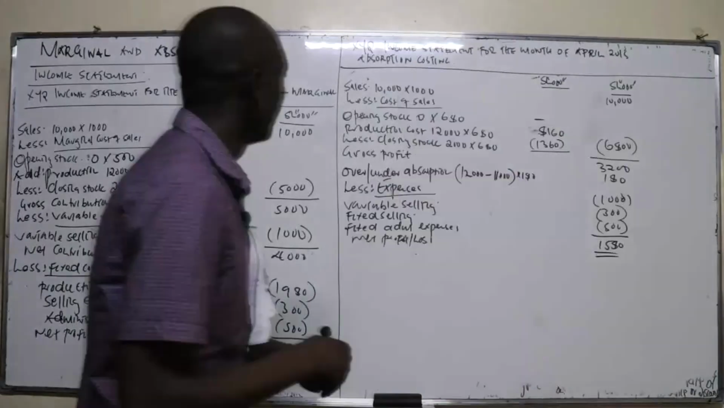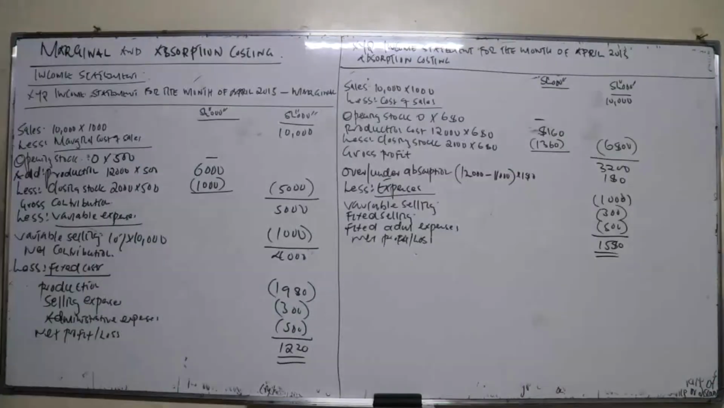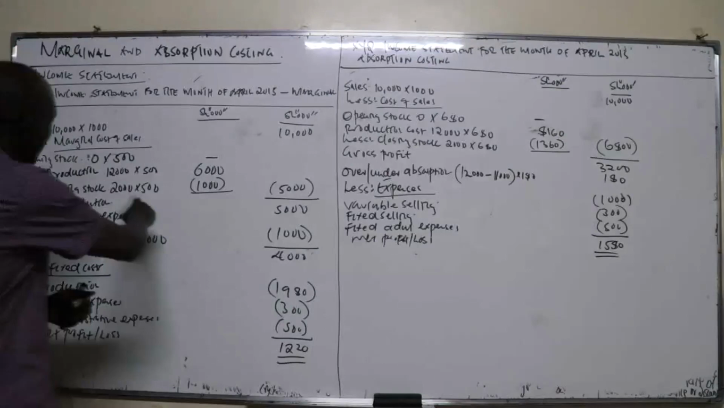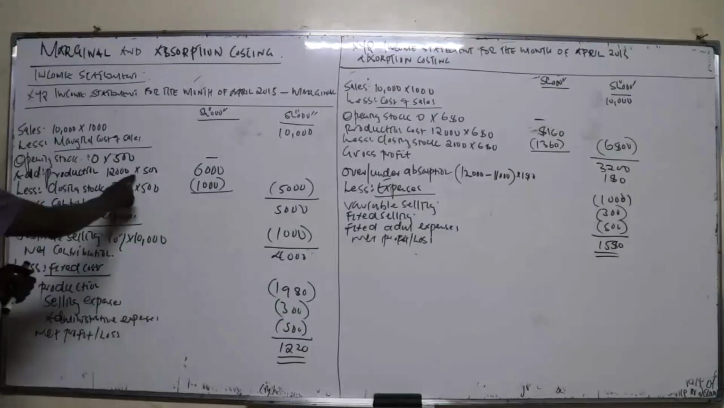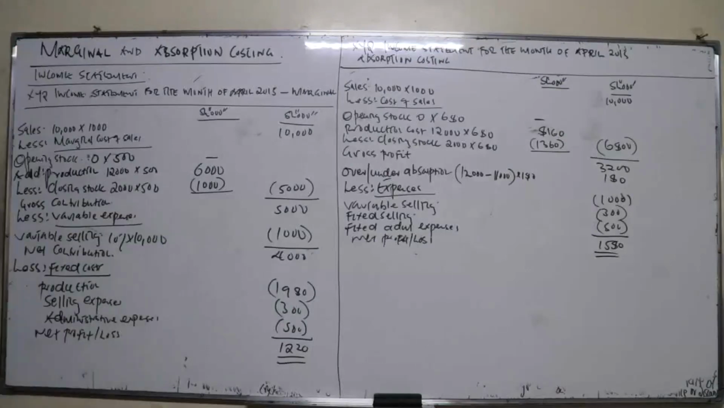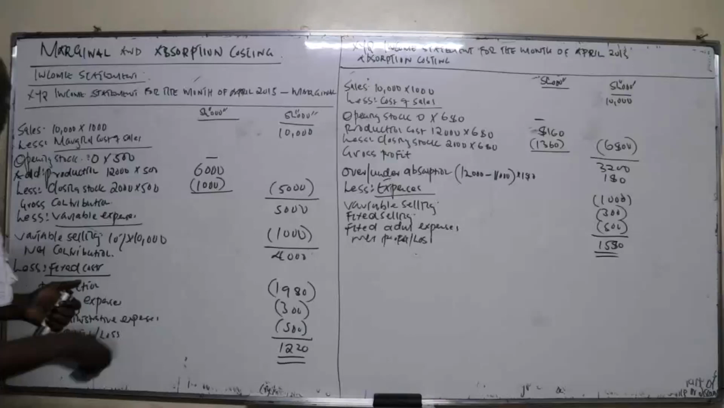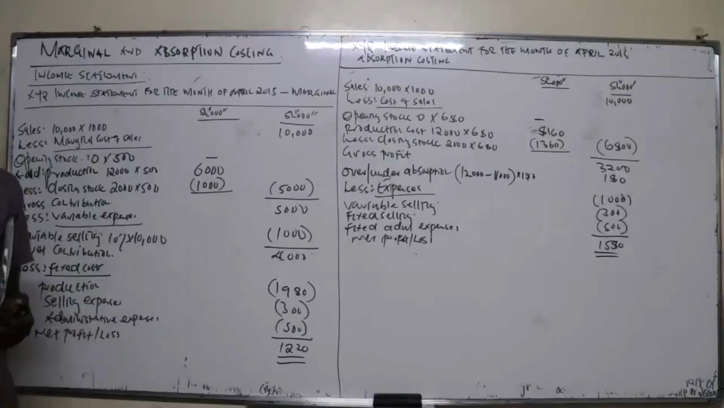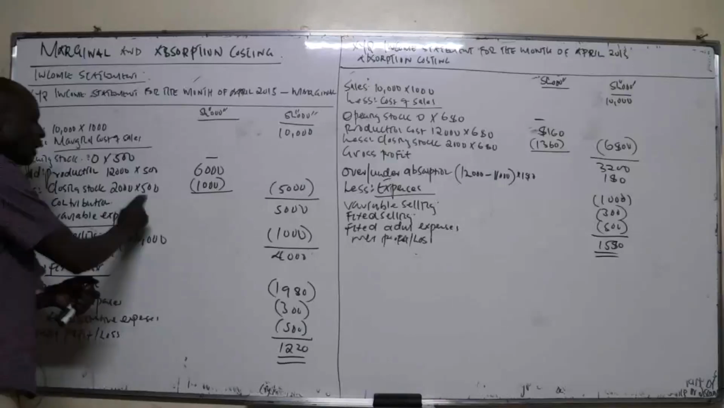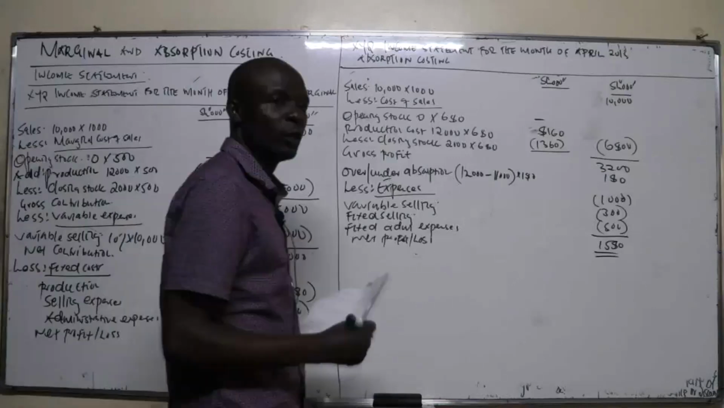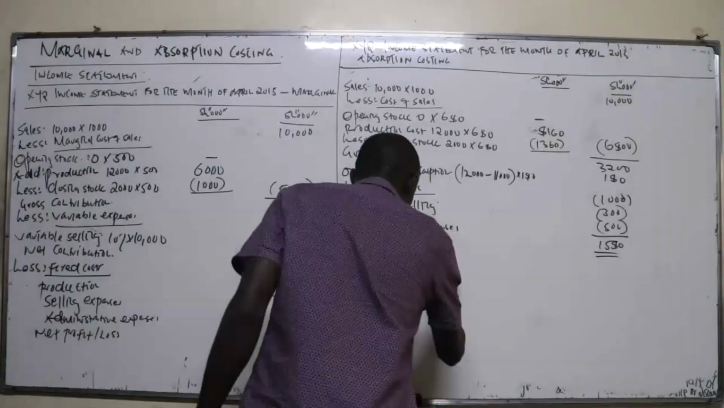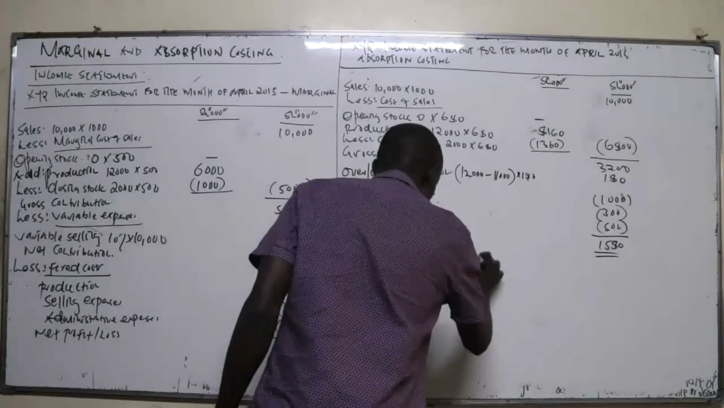The first difference here is that under marginal costing, production cost constitutes only the variable production cost. And here it is the total cost, that is variable plus fixed. Then valuation of stocks: here we have valued stock based on the variable production cost per unit. Then some other question will require you to reconcile. So there is what we call the reconciliation statement here.